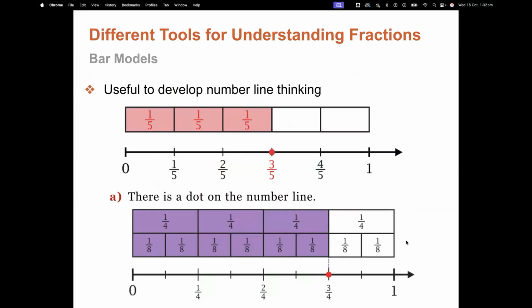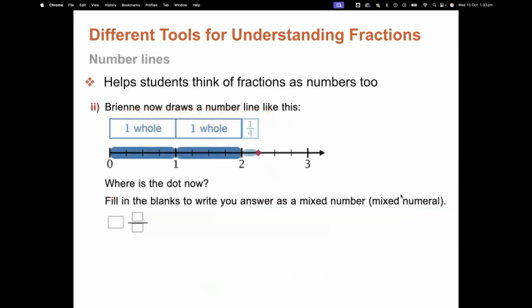So we see here quite a number of examples. Look at this one. This is an equivalence one as well. So you see that 3/4 is the same as, if you think about it, 1, 2, 3, 4, 5, 6 eighths as well. Having the bar there helps support the thinking on the number line. We can now use number lines, and one of the strengths of it is it helps students think of fractions as numbers as well.